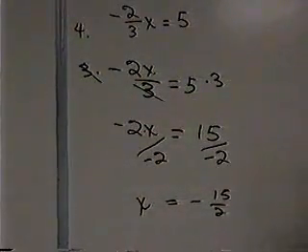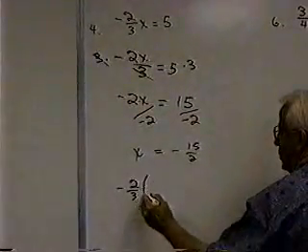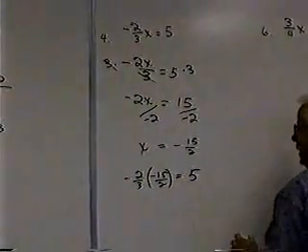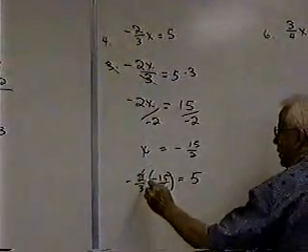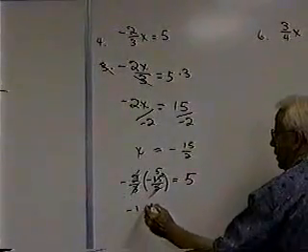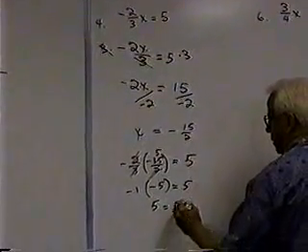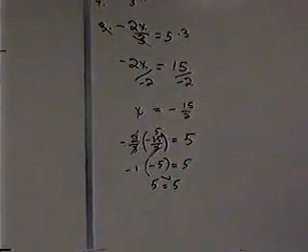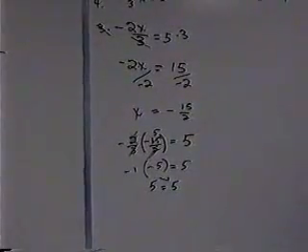Now, if we want to check it, we have a minus 2/3 times x, which is a minus 15 halves. And that's supposed to equal 5. Well, it is. The 2's will divide out, and 3 will go into 15 5 times, and a minus 1 times a minus 5 is 5. So it checks. Do the opposite operation, okay? All right, let's take the next example.